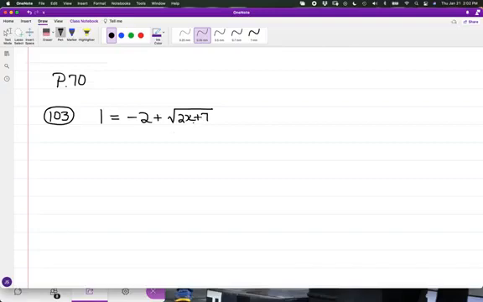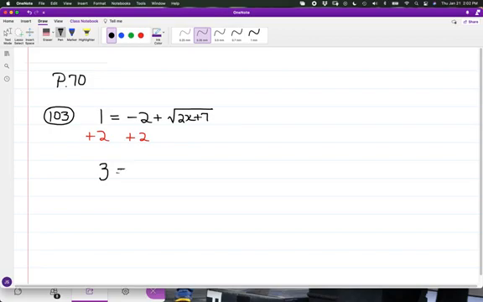And if I look at isolating the radical expression, I can move the 2 over by adding to both sides. Undoing the presence of negative 2 by adding 2 to both sides, I'm going to have in the rewrite that 3 is equal to the square root of 2x plus 7.